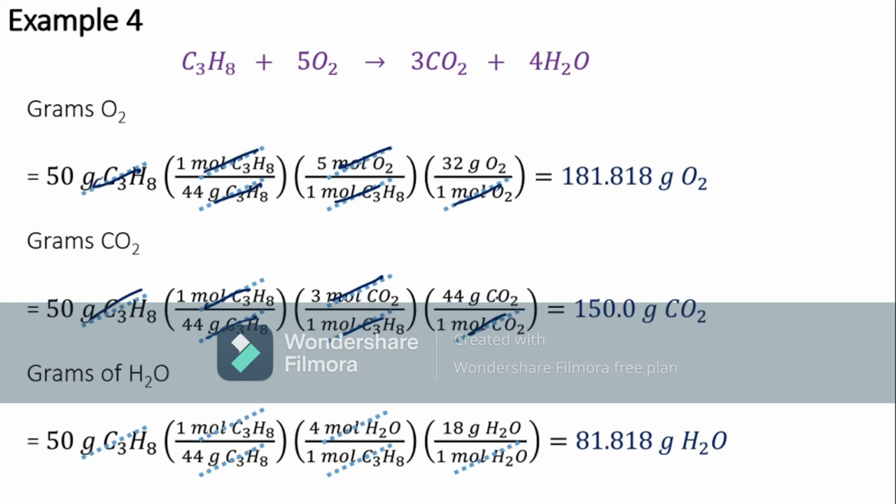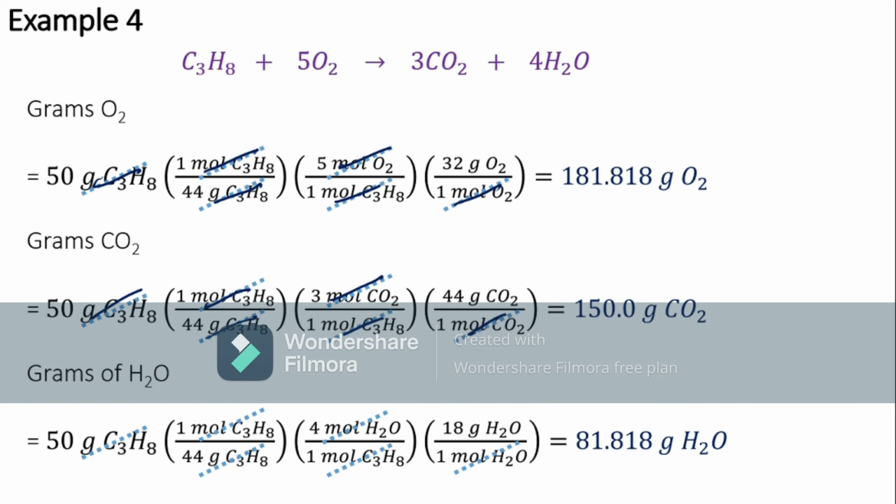Cancel to. We will use the molecular weight or molar mass of CO2 to convert mole to mass. So, kung nasa baba yung mole of CO2, dapat yung taas yung naka-mass. So, 44 grams of CO2. Okay, so we will have 150 grams of CO2. This is the answer. So, this is the mass ng CO2. Yung oxygen gas natin ay 181.818 grams of O2.